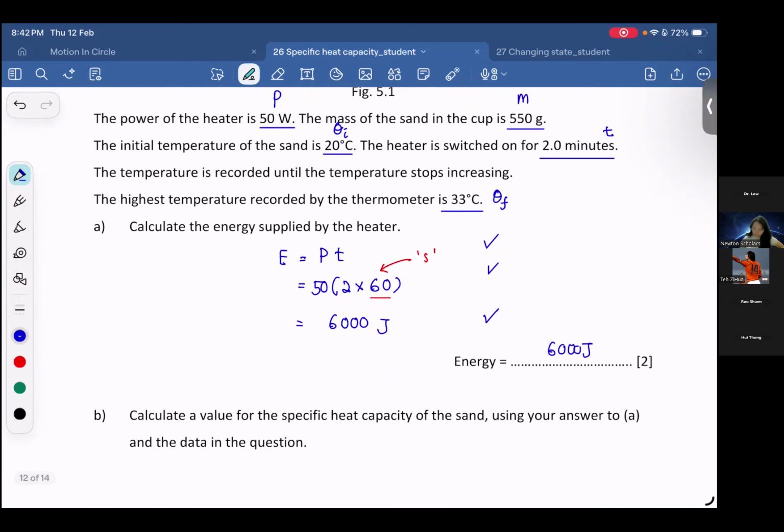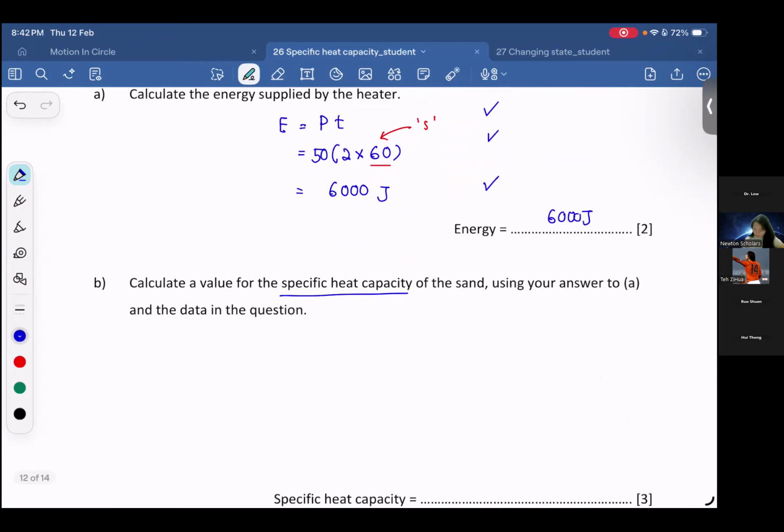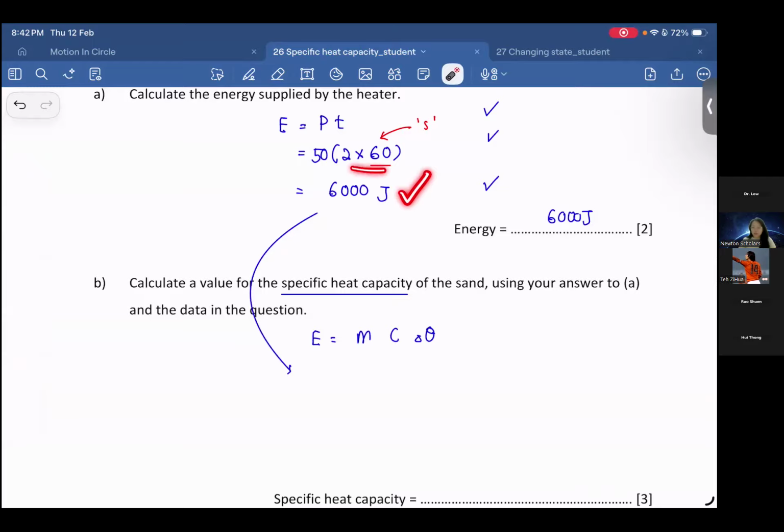Okay, then question B. Have you get the answer? Specific heat capacity of the sand. Calculate a value for this. So I know E equals to mc, change in temperature. The energy we get here just now in A. Sometimes the A and B, they will be related. They guide you for certain value first. Then actually you're using this value from the A goes to the B. Okay, so please make sure you do calculation correctly. If here you do calculation wrong, then at the end you carry the error to the next question, you only can score 1 mark. We call it as error carry forward mark, ECF. Okay, the final answer you will lose.